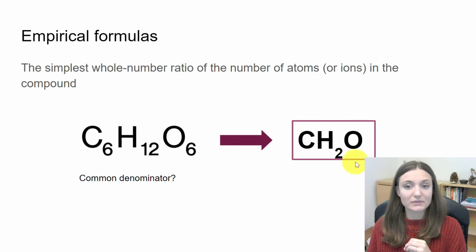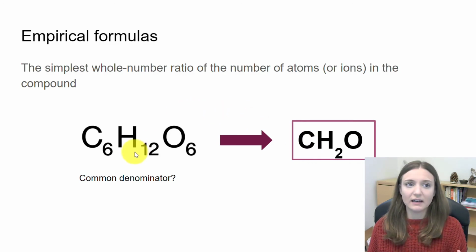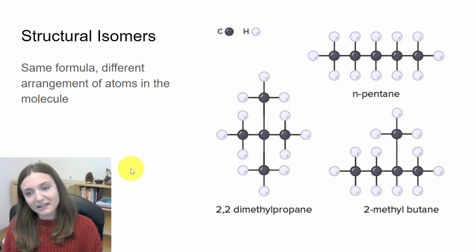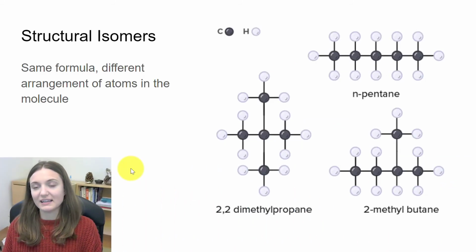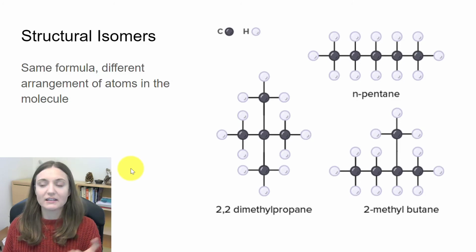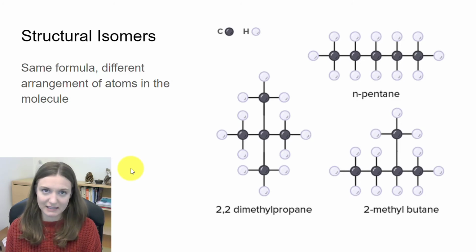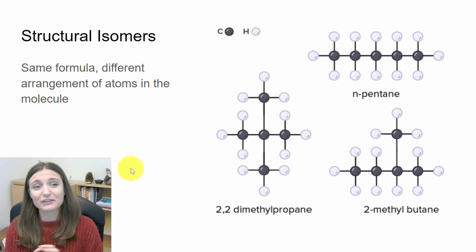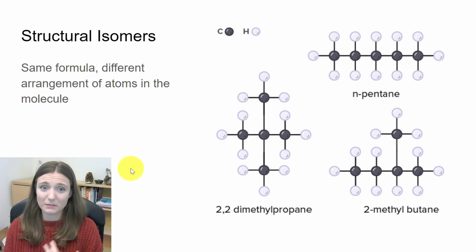This isn't representative of the total number of atoms in each of the molecules, but it gives us a shorthand way to represent the important components of the glucose molecule. Another thing that we're going to come across is this idea of isomers. It's a term that basically means the same. Iso means the same. And so these are molecules that have the same formula, but have a different arrangement of those atoms within the molecule.